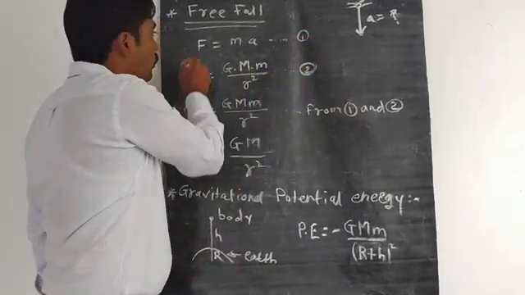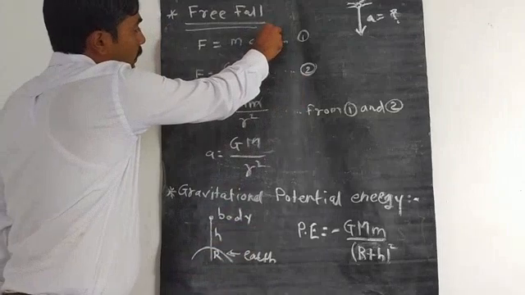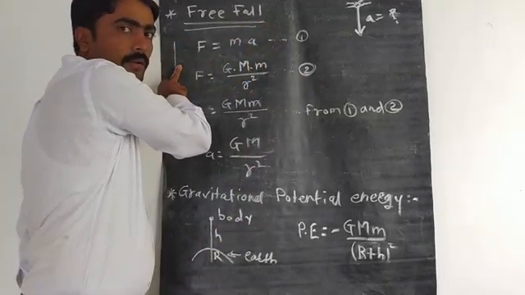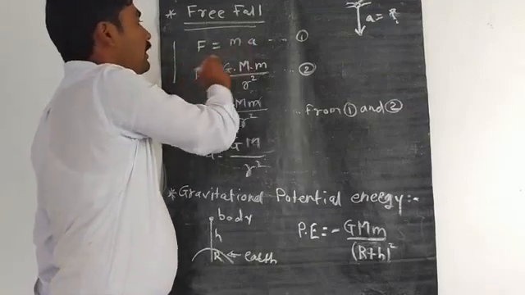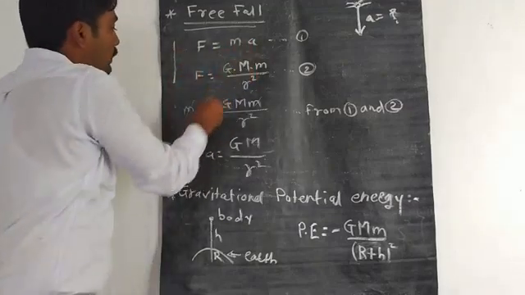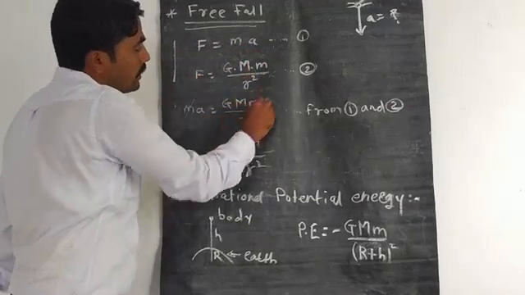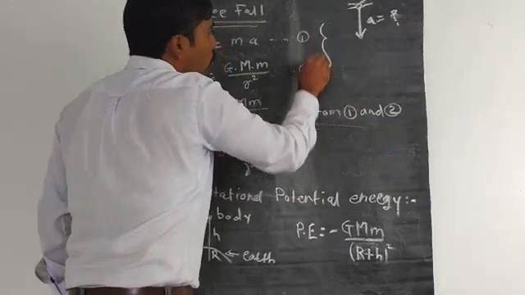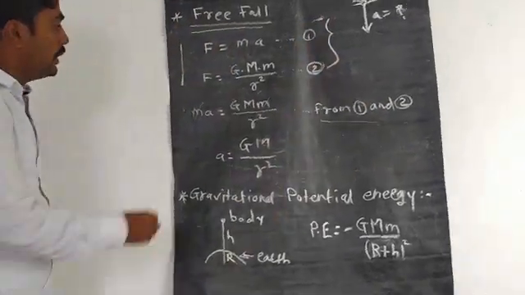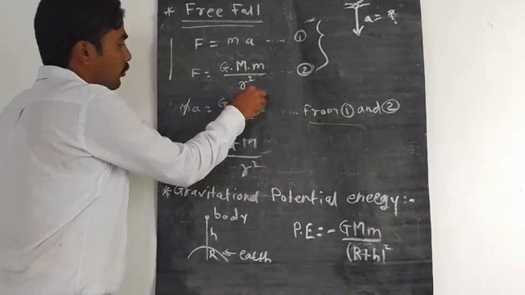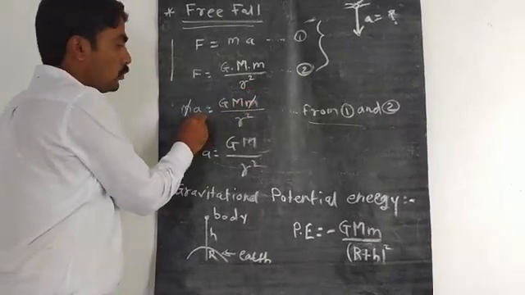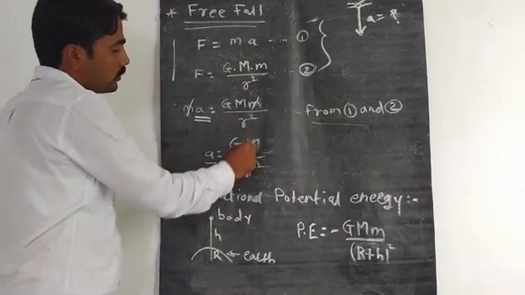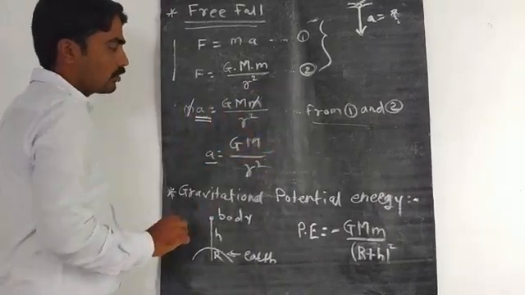Then from one and two, if the RHS, right hand side, is different but the LHS is the same, both F are the same, right? Now if the LHS is the same, therefore m a is equal to G M m upon r square. From 1 and 2, this small m cancels, and we have to find the formula for the acceleration.